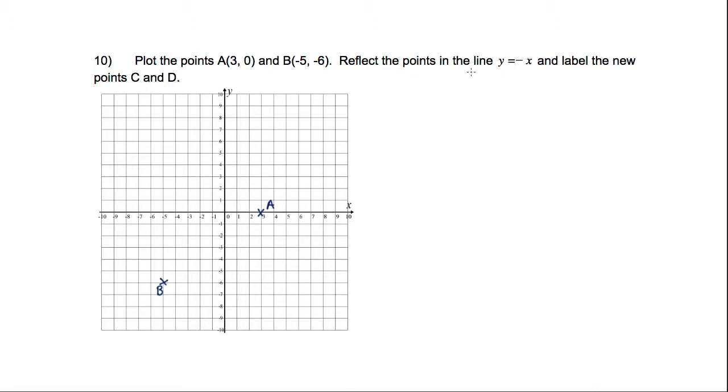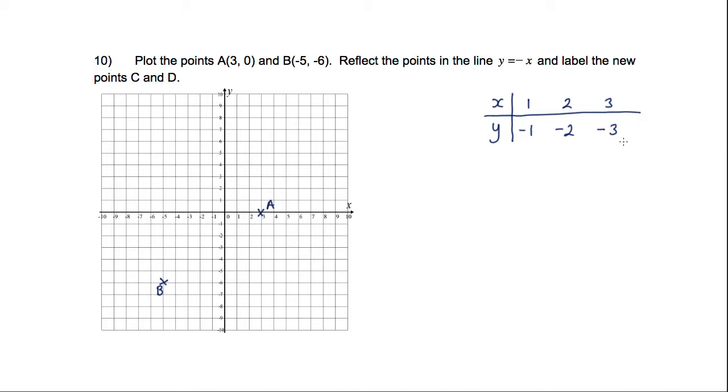Well, what is this line here, and how do we find out what it looks like? Well, the easiest way is just to create a little table of results. So we've got x and y. Now if x was equal to 1, what would y be equal to? Well, y would be equal to -x. In other words, it would be -1. If x was equal to 2, then y would be equal to -2. And if x was equal to 3, then y would be equal to -3.